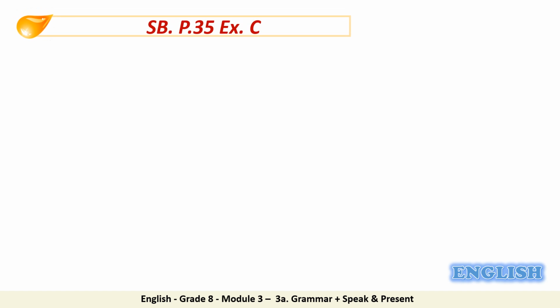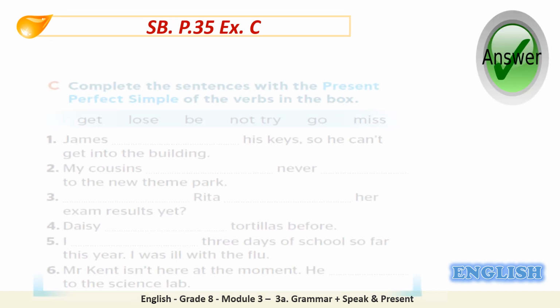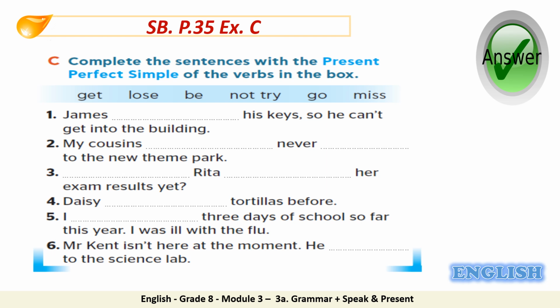Now our next task, student book page 35 exercise C. You should complete the sentences with the present perfect simple of the verbs in the brackets. Please pause the video, do the task, and get back when you're done.